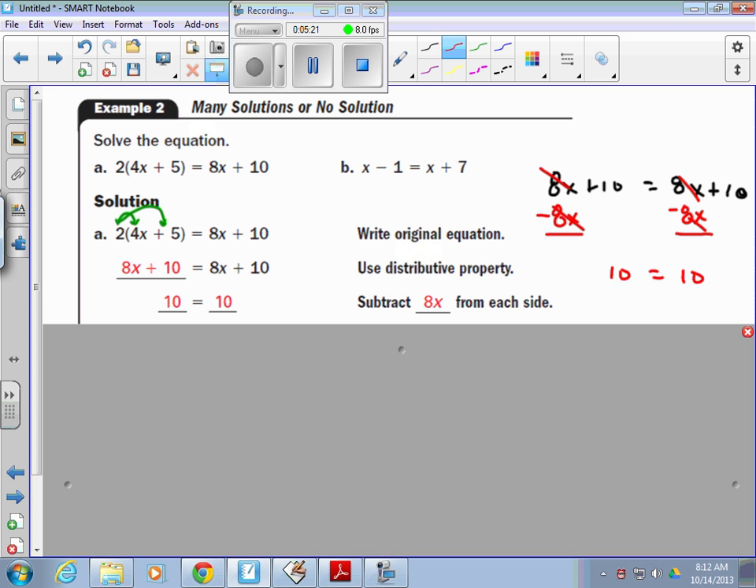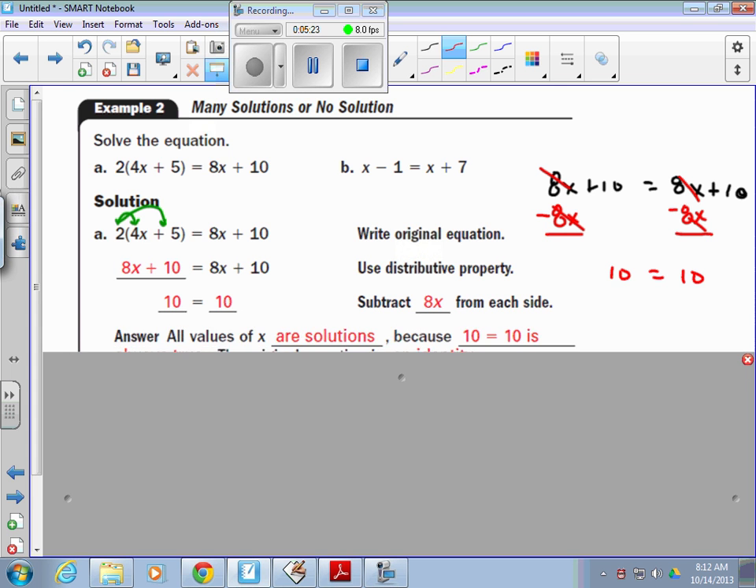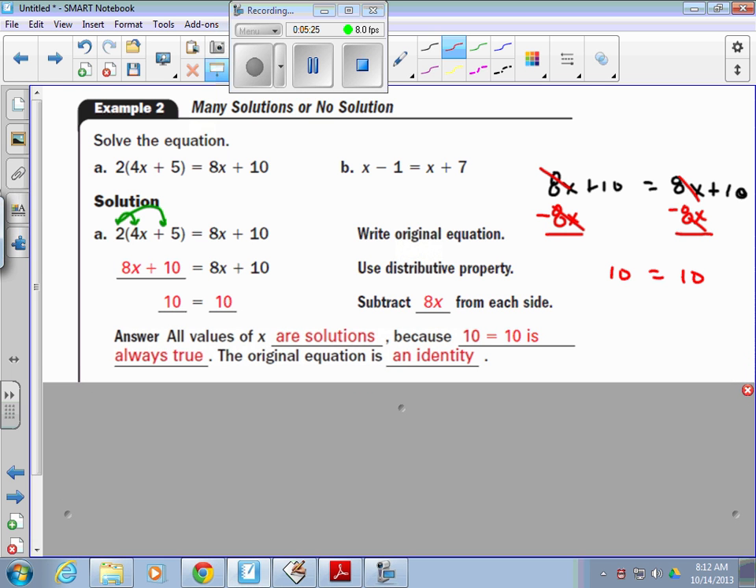Therefore, every real number that you plug in, no matter what it is, every real number is going to make this a true statement. This is called an identity. The original equation is an identity. 2 times 4x plus 5 equals 8x plus 10.